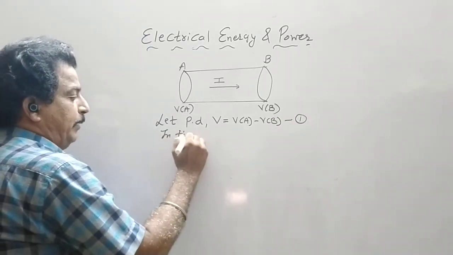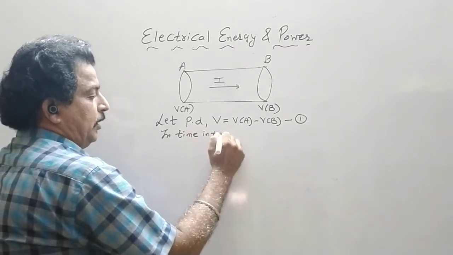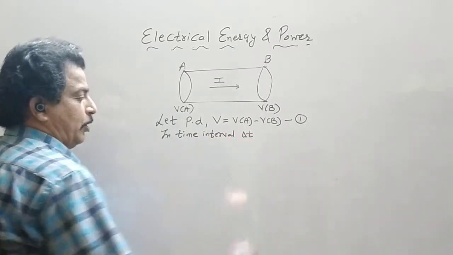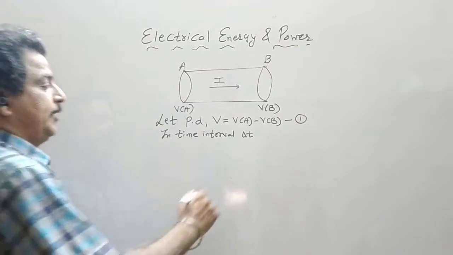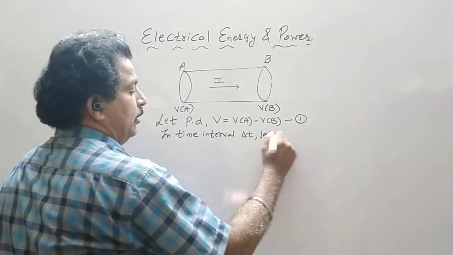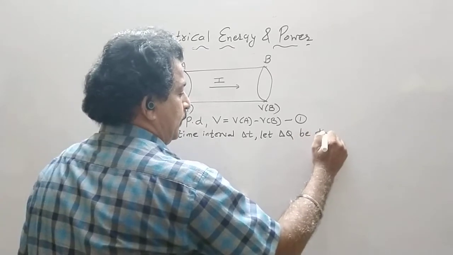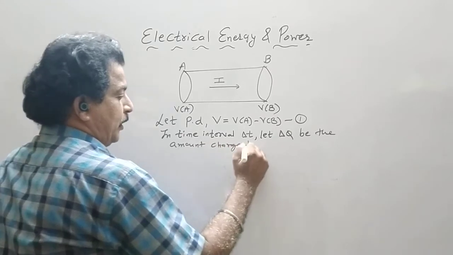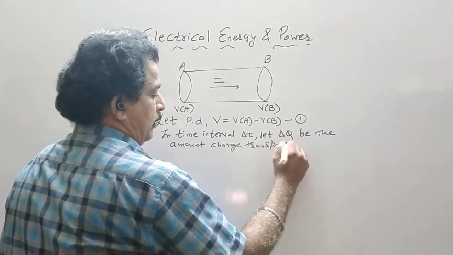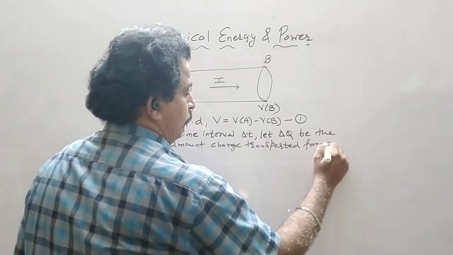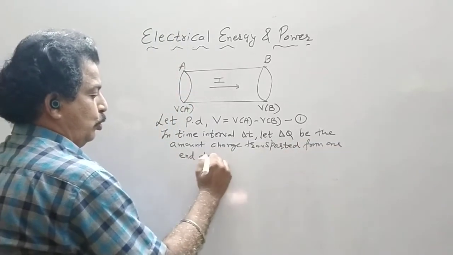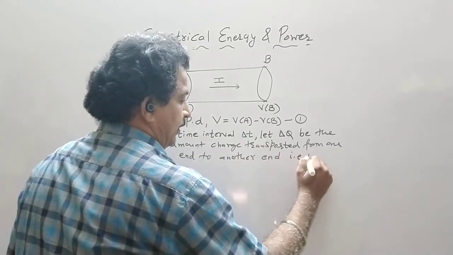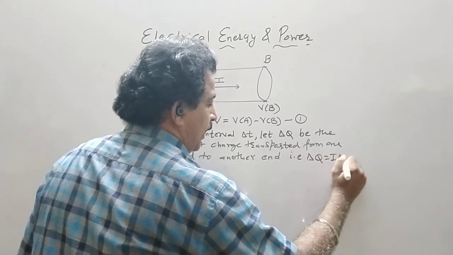In a time interval, since the current is flowing, there will be a transfer of charges from one end to another. In time interval delta t, let delta q be the amount of charge transported from one end to another end. That is, delta q is equal to I into delta t.